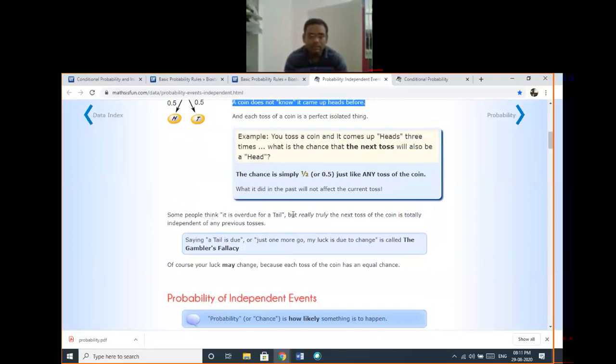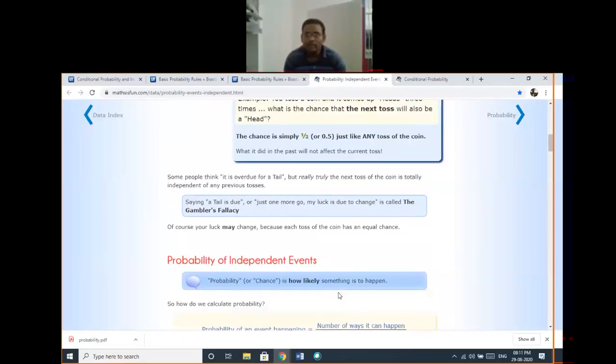So the syllabus covers dependent and independent events, conditional probability, and Bayes theorem. We'll discuss all these three in today's class. Okay. This is a very simple thing, but some people think a tail is overdue. That's why they are always expecting a tail when they are tossing the coin. But truly, the next toss of the coin is totally independent of previous tosses.